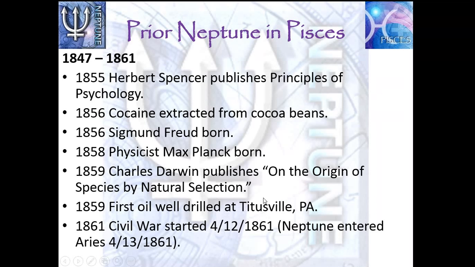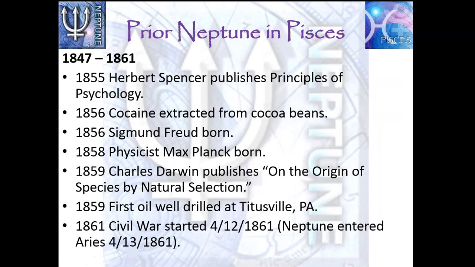Here's that evolution again. We also had the first oil well drilled in Pennsylvania. And then, of course, we know that we led up to the Civil War all the way through Neptune in Pisces. The other thing going on, in 1850, we had a Uranus-Pluto conjunction, three of them at 29-30 degrees Aries. Here's when the Civil War started, April 12, 1861. The next day, Neptune entered Aries.